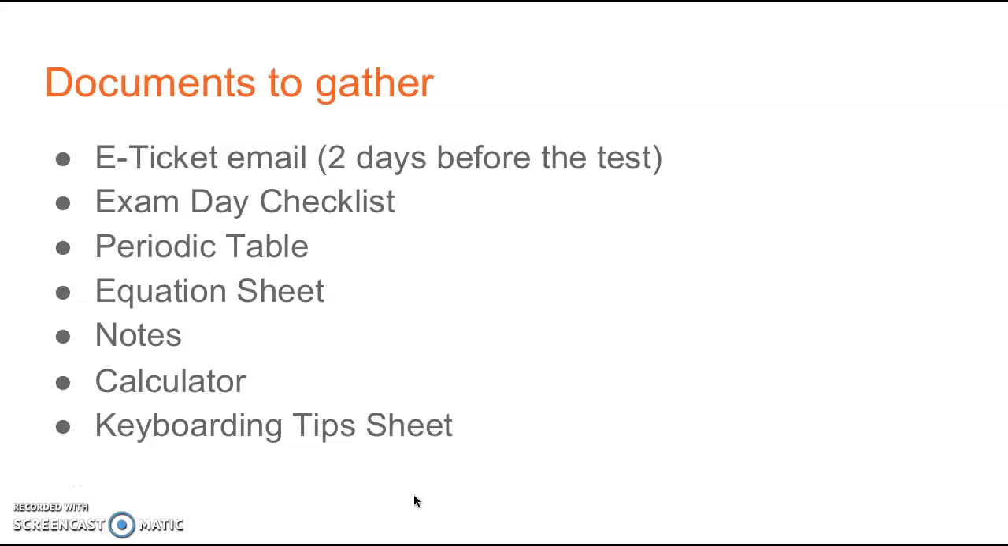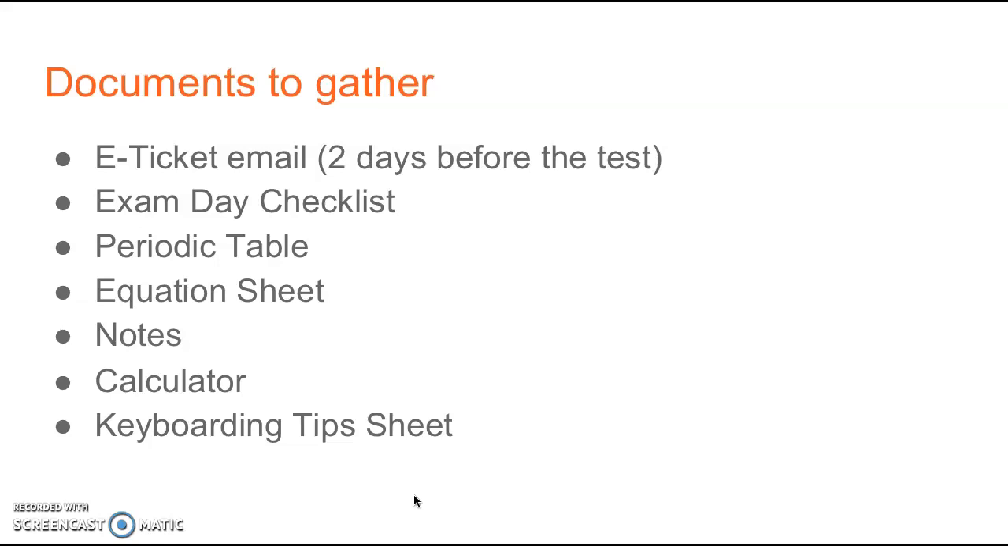Make sure you have your exam day checklist printed off and filled out. Make sure you have your periodic table, your equation sheet. I'll have links for both of those in the AP test resource folder. Make sure you have any notes. It's an open note test, so you can start getting your notes together. Make sure you have a calculator with fresh batteries and maybe a backup calculator just in case.